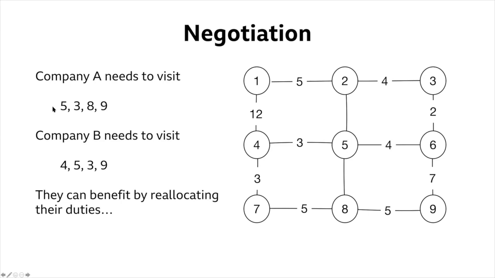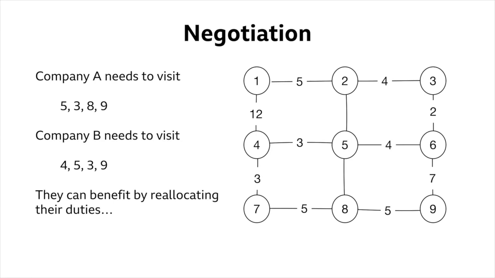They can benefit by reallocating tasks amongst themselves. So, for example, notice that both companies need to visit 5. So why doesn't company A take on the task of servicing location 5? And that means that company B then no longer needs to do that, right? But company B, as a quid pro quo, might want to take on the task of visiting number 3. So since company A has taken on the task of visiting 5, company B might take on the task of visiting 9. And then we notice that they both need to visit 9, but only one of them needs to do that.